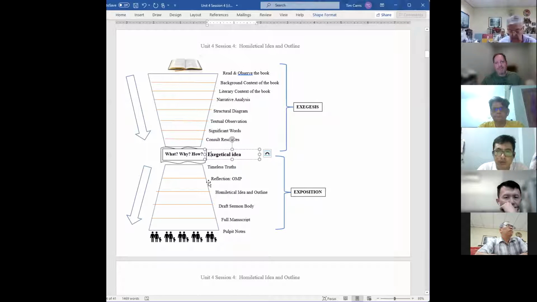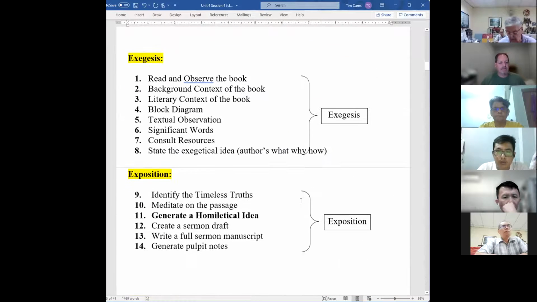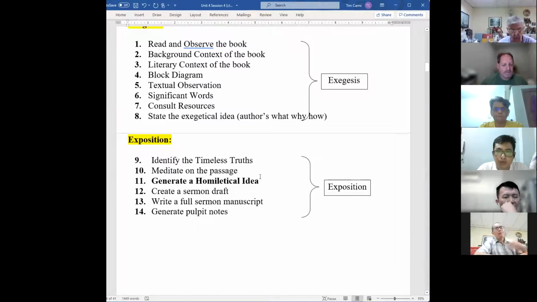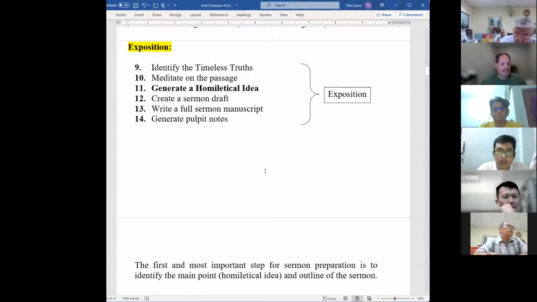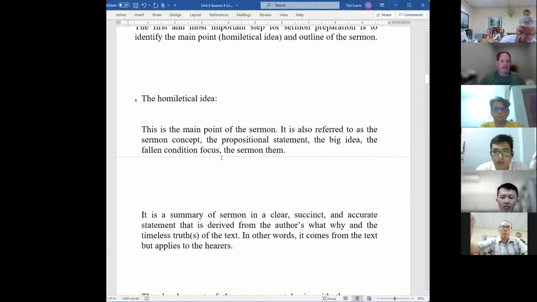Now we want to, from that, come up with the homiletical idea of the passage. That is the main thought that we want to communicate based upon the text. And really that's the first and most important step in preparing for a sermon or a message, is to identify, okay, what is the main point you're going to communicate to your hearers, and how do you outline that point? That has to be important, but the focus is the main point of the sermon.